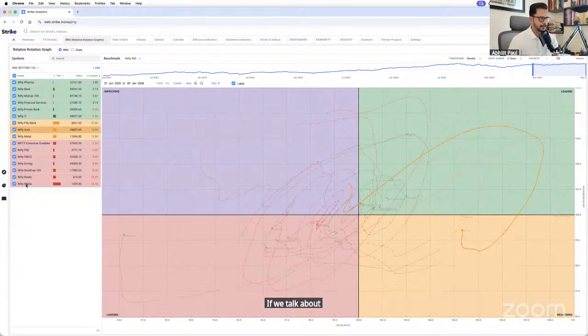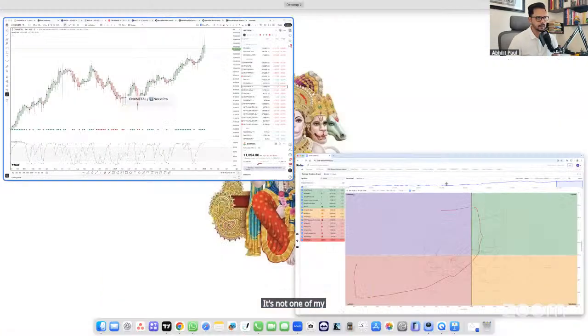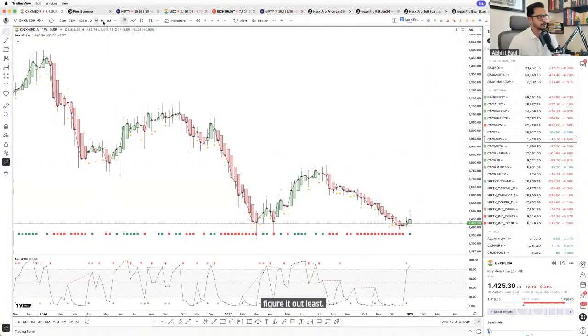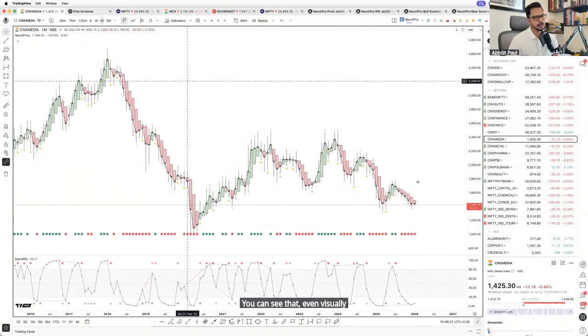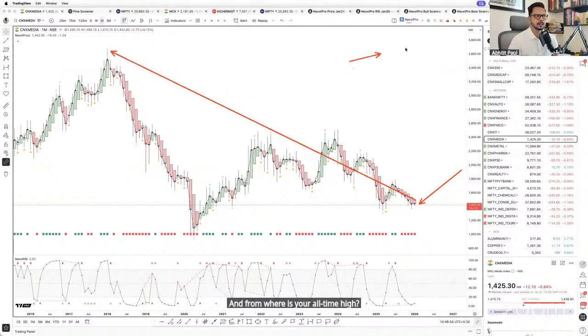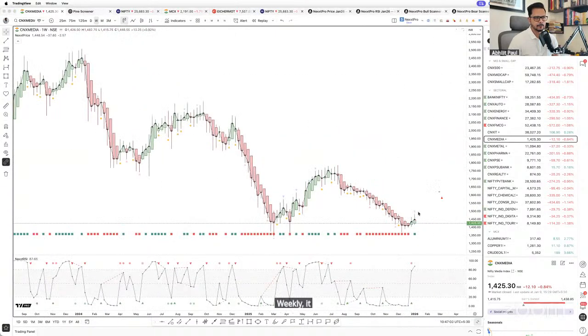We talk about the lagging, the one that does not matter a lot weightage wise is media. Huge underperformance and it's picking up momentum. It's not one of my favorite sectors. Though I track it and figure it out, you can see that even visually. Where are you? And from where is your all-time high? Where is the CNX 500? Where is the Nifty? So you're talking about a huge underperformer. Weekly, it's just trying to pick up.